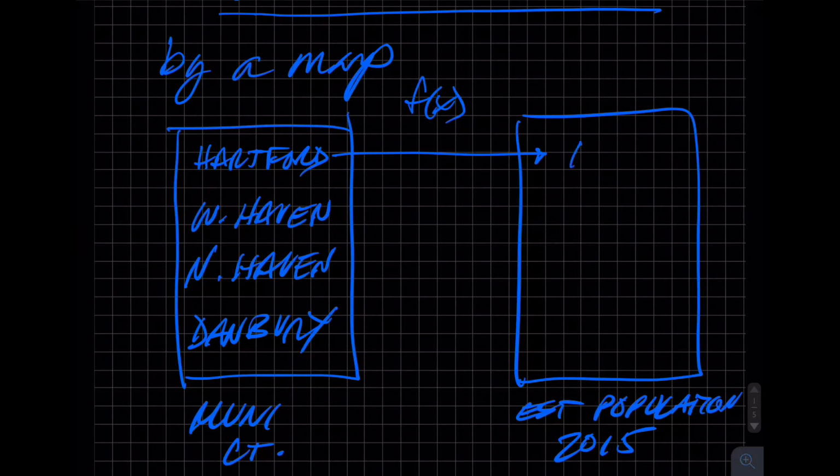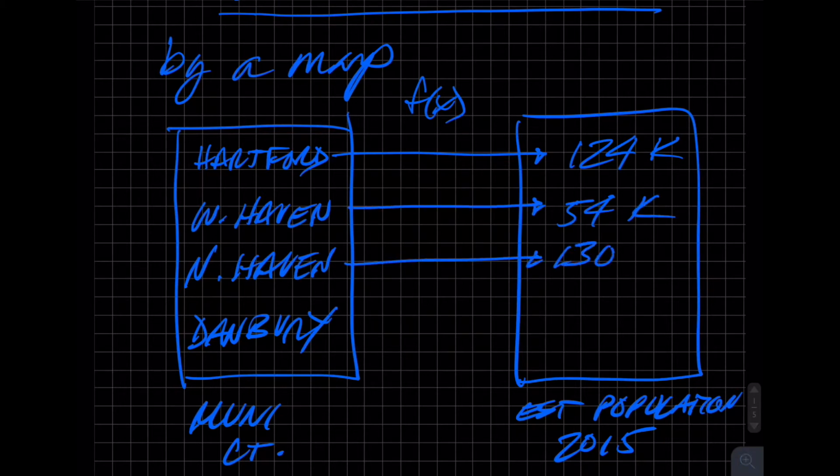So the population of Hartford was 124,006, so I'm going to round it to 124K. I'm going to round all these values. West Haven was 54,927. New Haven was 130,322. And Danbury was 84,657, which rounds to 85K.